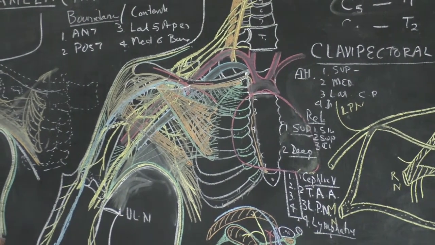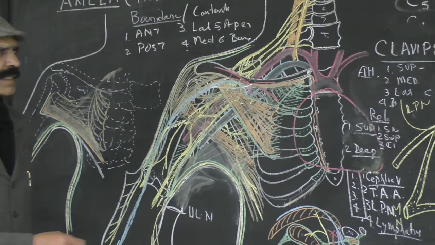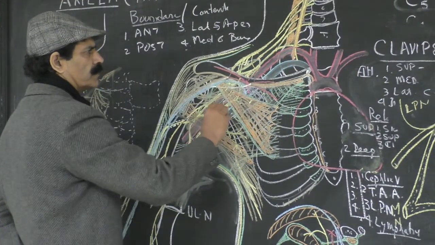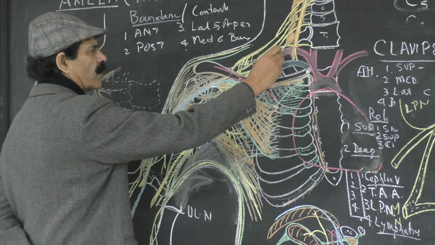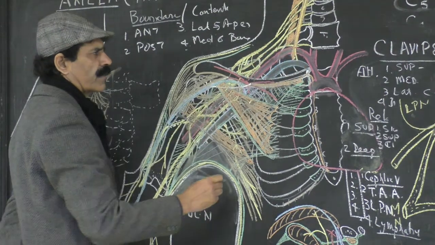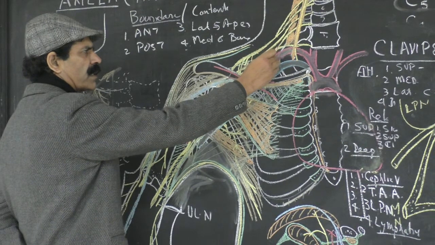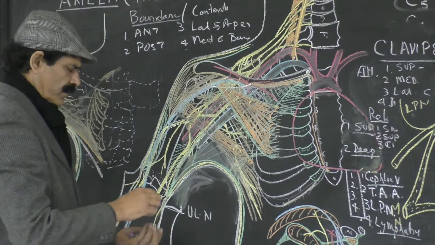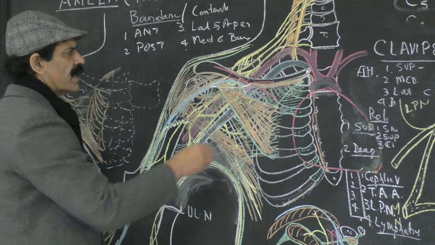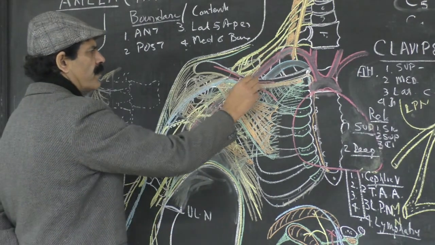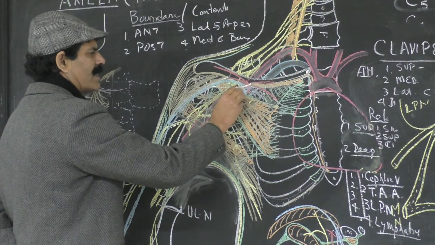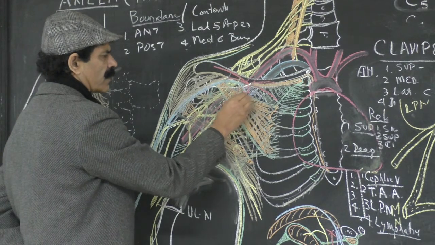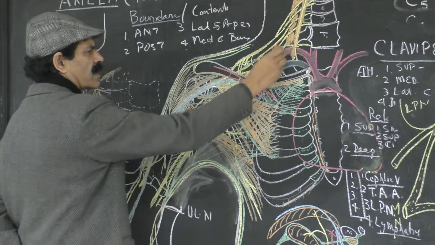Axillary artery, as we know, has three parts. The axillary artery starts from the lateral border of the first rib. Before this lateral border, the name was subclavian artery. From the outer border of the first rib, its name changes, now it is called the axillary artery. This is the first part of the axillary artery. The first part starts from the lateral border of the first rib, and it ends at the upper border of the pectoralis minor.